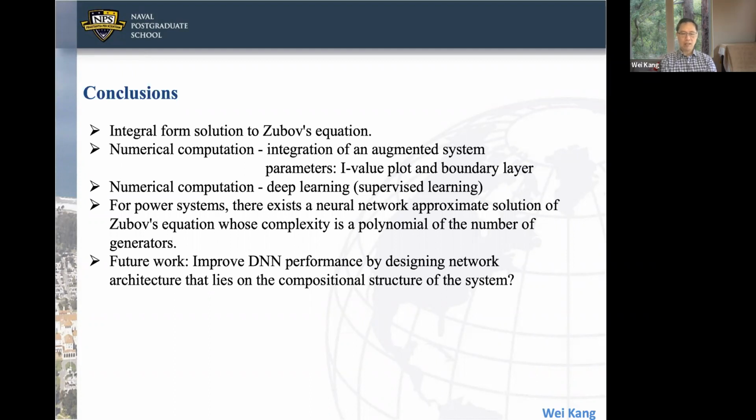And for future work, right now I'm working with Kai Sun and his team on possibly improving the neural network by designing a good neural network architecture based on the compositional structure, rather than just dense connections between layers. Maybe you select the connections wisely or smartly so that you can reduce the complexity and/or boost the accuracy. These are related to each other. So I think that's something that will be very interesting.